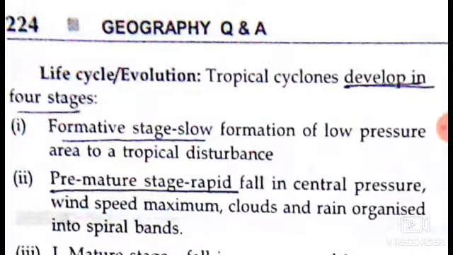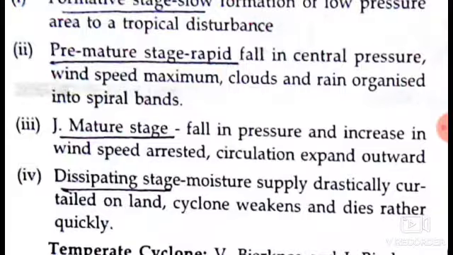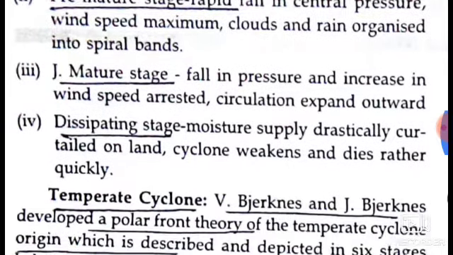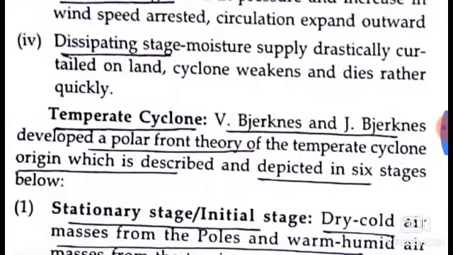Life cycle evolution. Tropical cyclones develop in 4 stages. Formative stage: mainly slow formation of a low pressure area into a tropical disturbance. Premature stage: rapid fall in central pressure and wind speed, maximum clouds and rain organized into spiral bands. Mature stage: fall in pressure and increase in wind speed are arrested and circulation expands outward. Dissipating stage: moisture supply is drastically curtailed on land. The cyclone weakens and dies rather quickly.